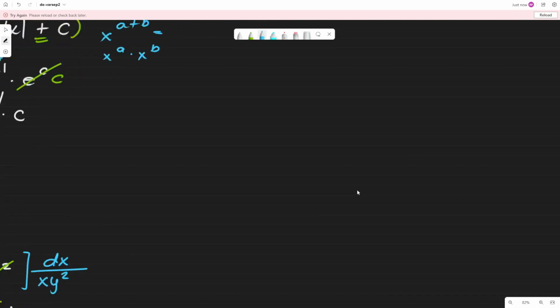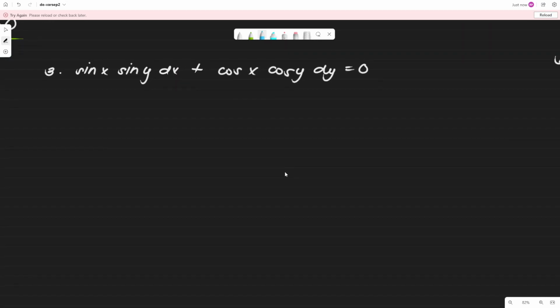Okay, next example. So, we have here sin x sin y dx plus cosine x cosine y dy is equal to 0. So, again, let's manipulate the function. So, we have sin x sin y dx is equal to negative cosine x cosine y dy. So, nakahiwalay na yung dx and dy natin.